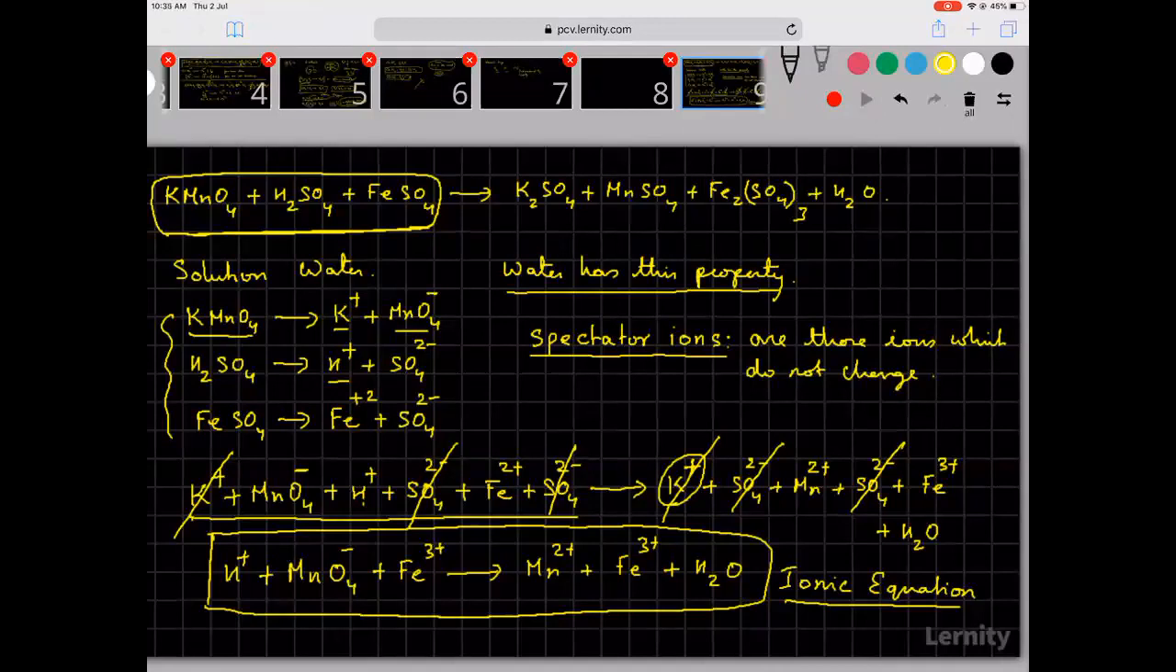Ferrous sulfate consists of two species. One species is Fe2+ and one species is SO4 2-. So when Fe2+ and SO4 2- come together, ferrous sulfate is formed. Sulfate ions on the left side and right side are the same. They don't undergo any change. So they are spectator ions. Spectator ions are those ions which do not undergo any change.